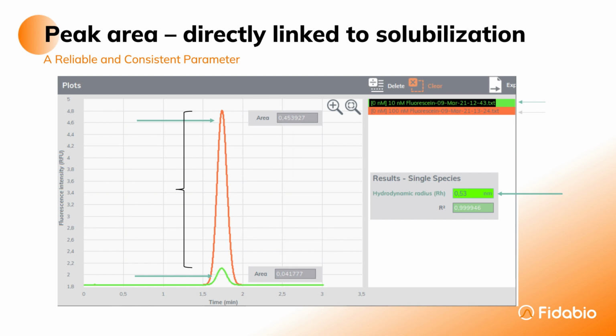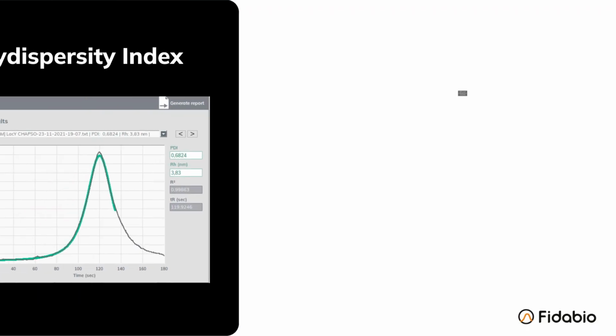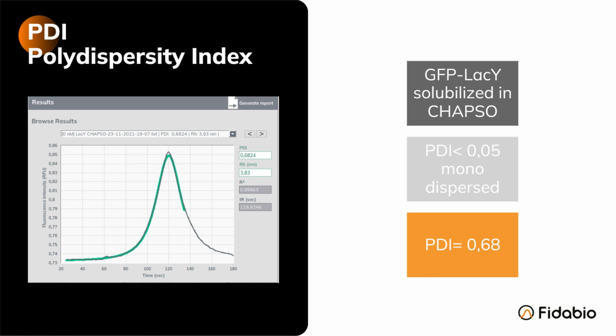Here, an example of 100 nanomolar Fitch in orange and 10 nanomolar Fitch in green. Both are measured with the hydrodynamic radius of 0.53 nanometers, but one has a peak area 10 times larger, reflecting perfectly the concentration difference. Furthermore, the polydispersity index is included in each measurement. No need to run further experiments with different technologies. The polydispersity index is a very useful parameter in detergent screening, as monodispersed samples are very important for downstream analysis like cryo-EM.